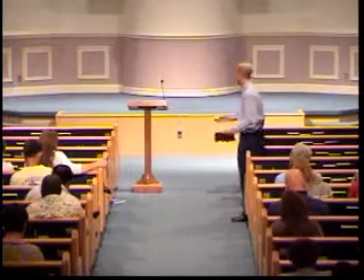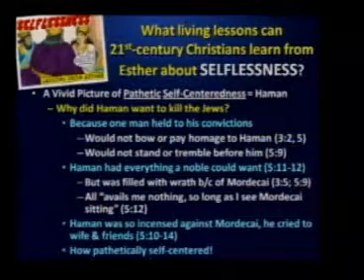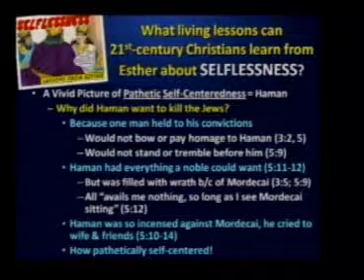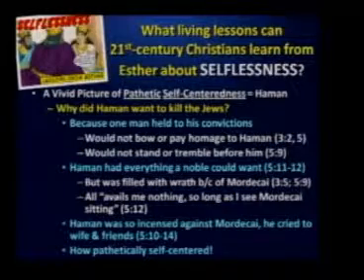You go back to chapter 5, Haman has everything. He's got everything that a noble could want. What's he lacking? He's got all the money. He's got all the power. He's got all the status. What else could you want?